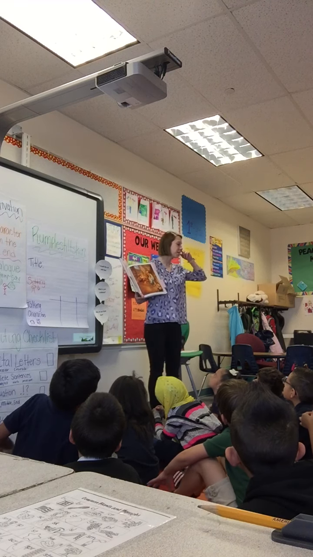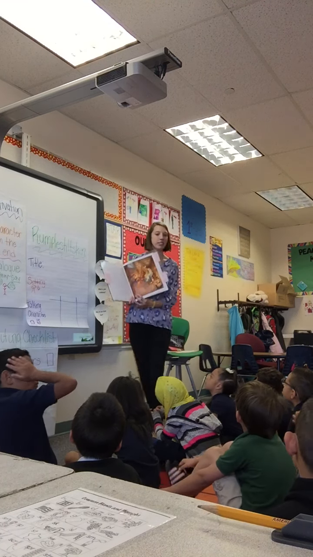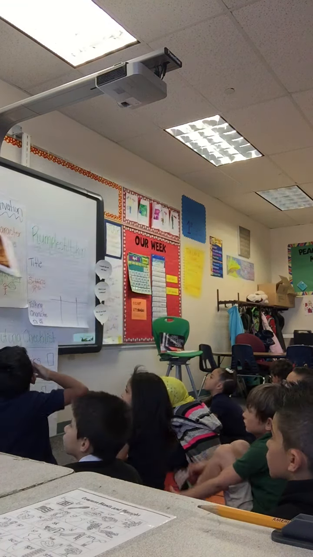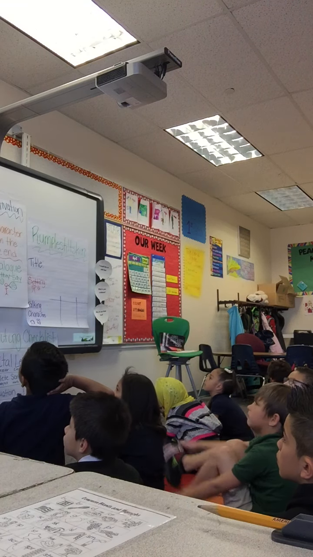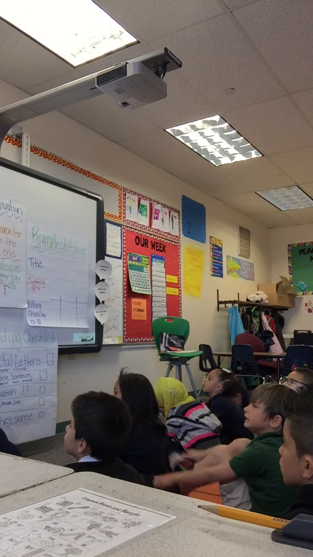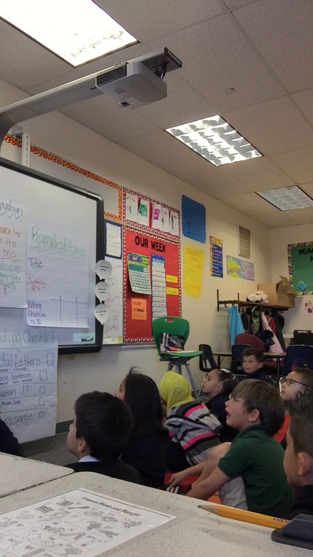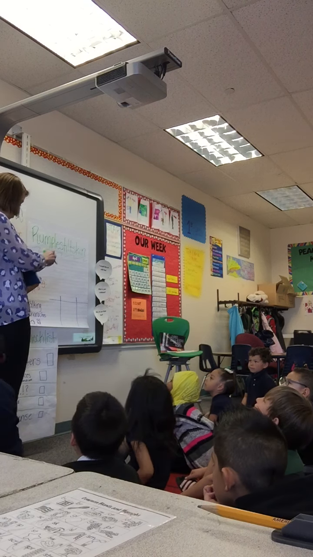I noticed that there is a talking character. His name is Rumpelstiltskin, right? I'm going to write his name in green. Not on the book.